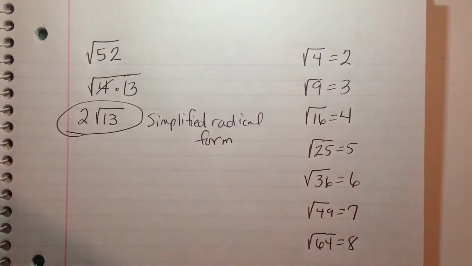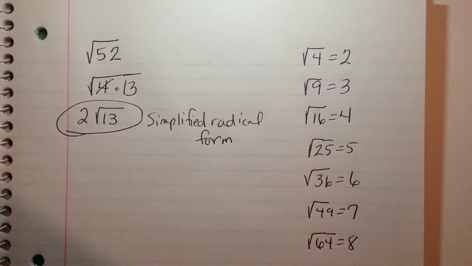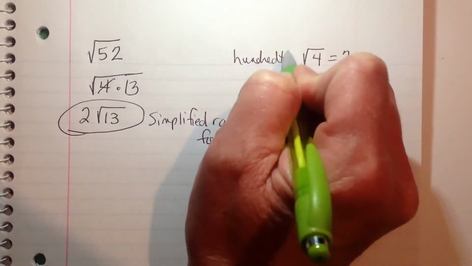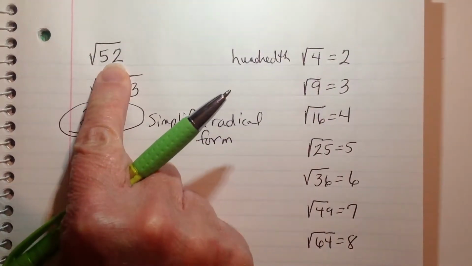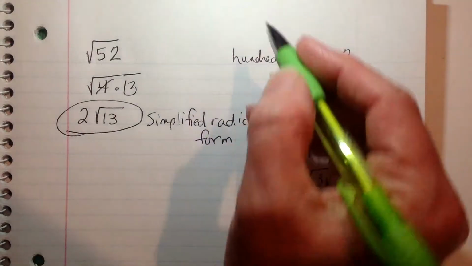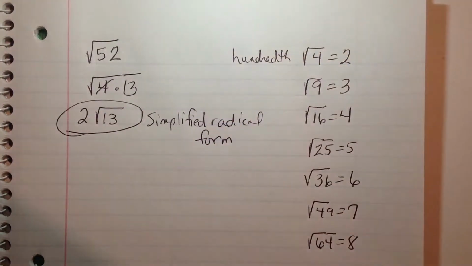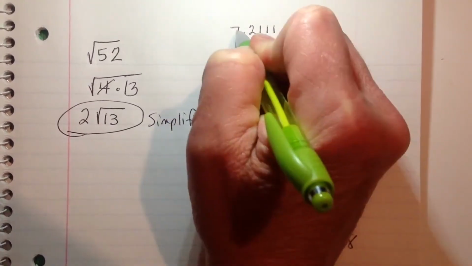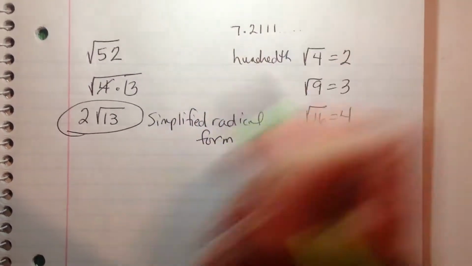Now, if you have been asked to find your answer rounded to the nearest hundredths, go back and let's put this in your calculator. Type in the square root of 52. If you type in the square root of 52, you get something like 7.2111 and a few more numbers.